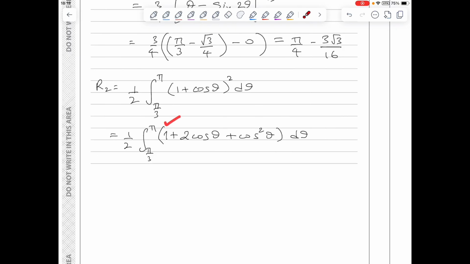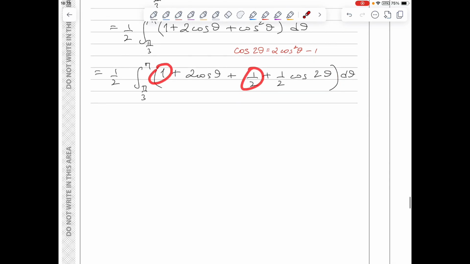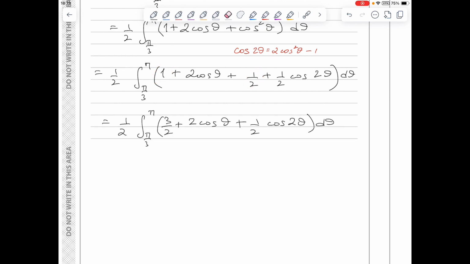Now I know how to integrate those two terms, but for cos squared theta, I need to use a double angle again. The double angle I'll be using is cos 2 theta is equal to 2 cos squared theta minus 1. And if you rearrange this one, you will get 1 over 2 plus 1 over 2 cos 2 theta. So let's add those two terms together. This will give me 3 over 2 plus 2 cos theta plus 1 over 2 cos 2 theta. So now I am ready to integrate.